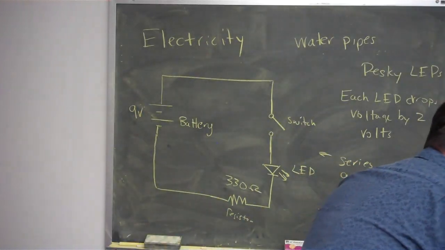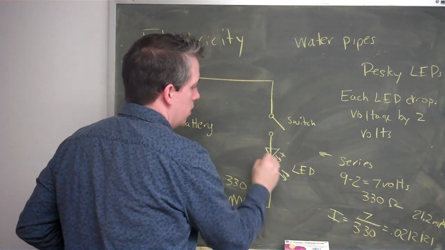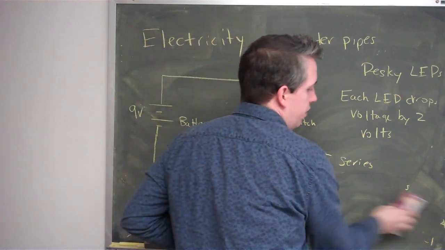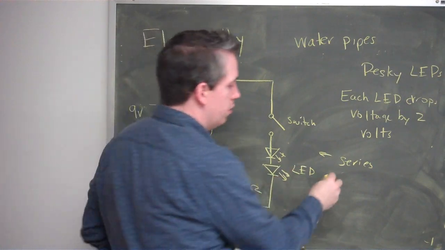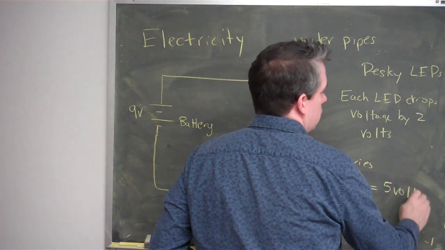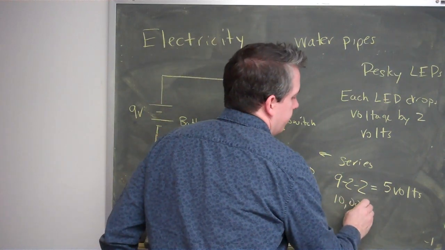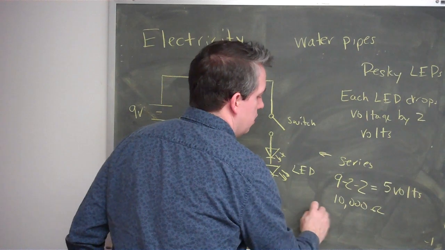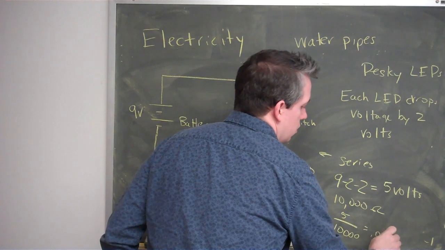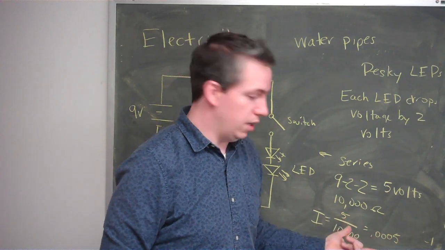The reason for that is because if I had two light bulbs on here, so I put another LED on here, what would end up happening is instead of having 7 volts, in this series I now have two LEDs. And so my number of volts would be 9 minus 2 minus 2. You have to subtract 2 for each LED. This would be 5 volts. And in that one that I just showed you, I actually had 10,000 ohms. So the current is equal to 5 over 10,000, which is 0.0005 amps, or 0.5 milliamps.